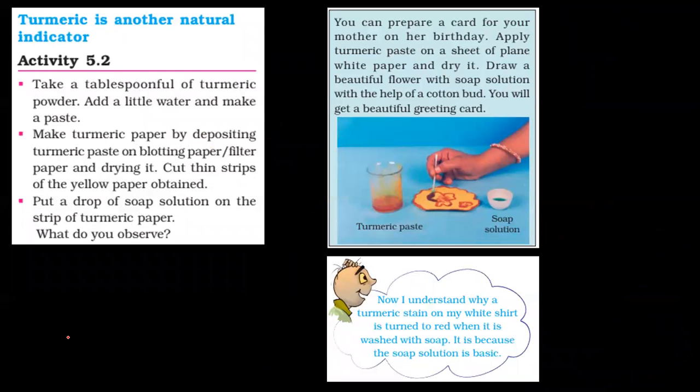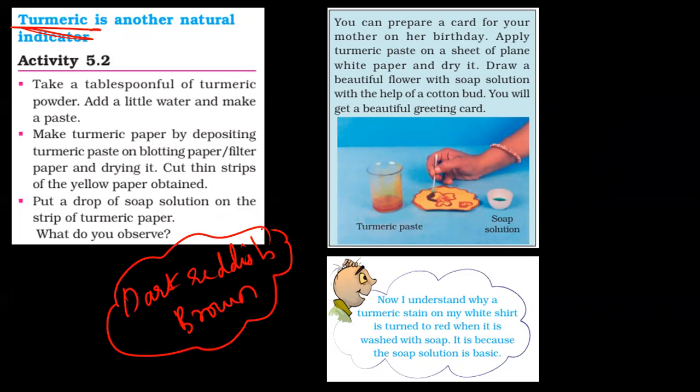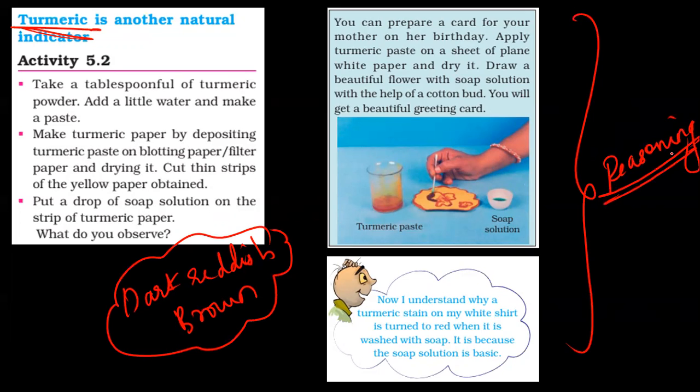Now the next natural indicator is turmeric, something we all know, all of us have it in our kitchen. Now they have given an activity. Do make sure to read through the activity. But the main idea is it turns bases into dark reddish brown color. And they have thus given two activities which can be asked for reasoning questions. So do not skip them just because they're activities. They can be asked for reasoning questions, especially this one.